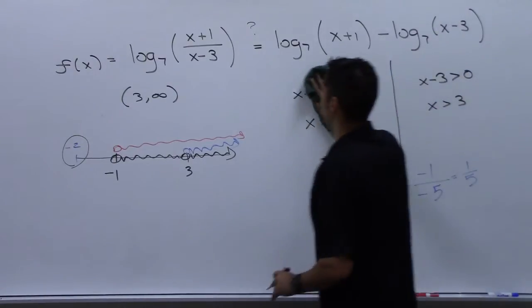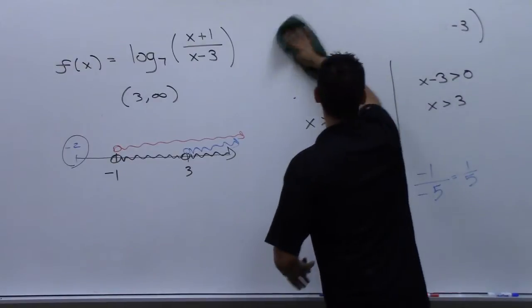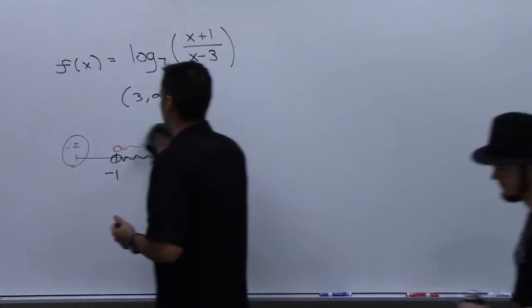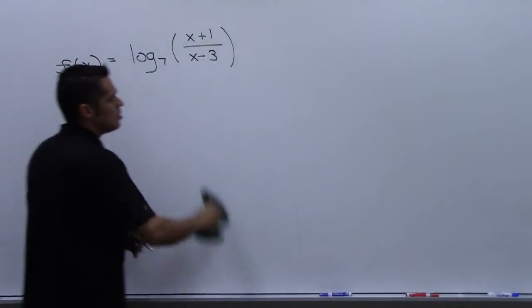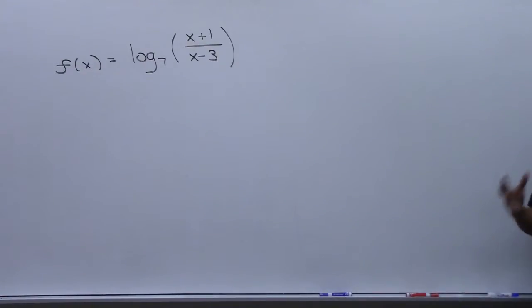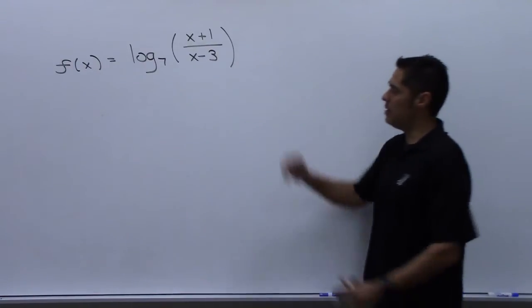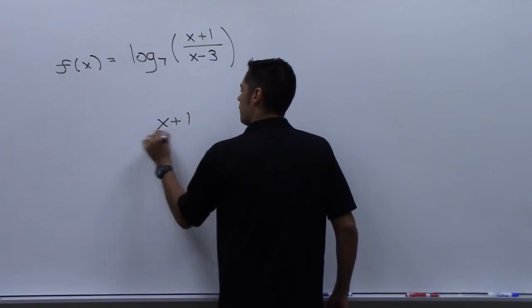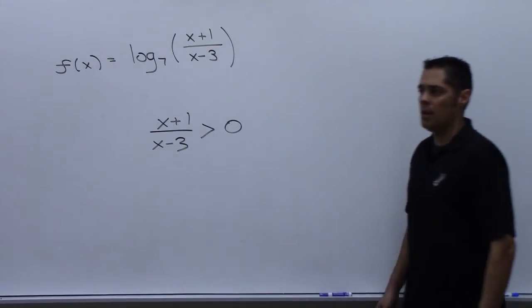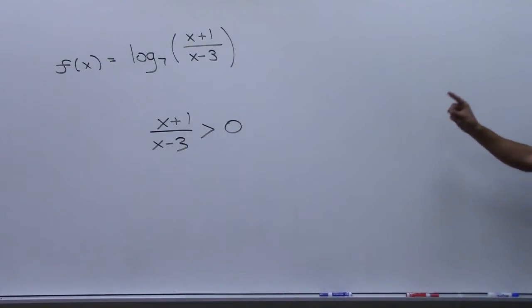So instead, I didn't want to turn you away from your instinct, but let's go back to how we do domains of logs. We look at the argument. What's the argument here? And we need that to be bigger than 0, right? This is called a rational inequality. Do you remember how we did this?